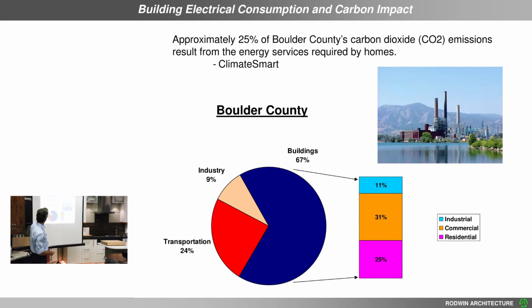Here in Boulder County, we're looking at 25% of the total CO2 that's emitted. You know, Boulder has a climate action plan that says that we are going to try and get to carbon neutrality by 2030, and this is letting you know that houses are an enormous part of that equation.